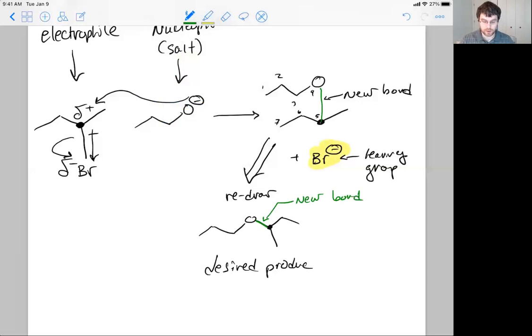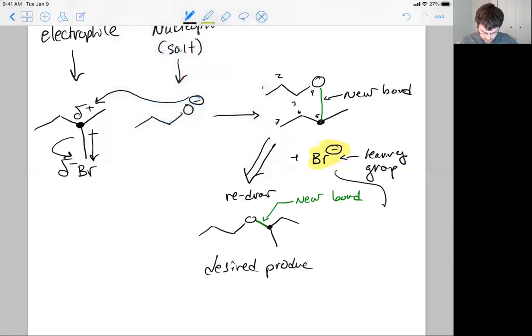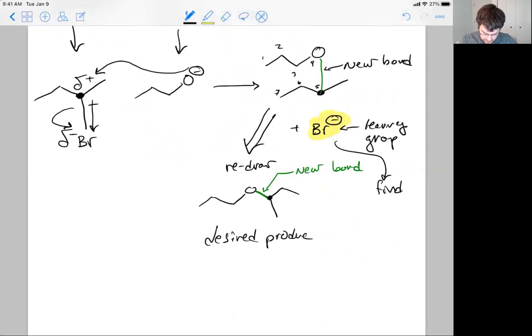Okay, what we've done here is predict the product for the reaction. And if we wanted to, we could have the bromine find the potassium, the K plus, to give KBr, but that's not something we have to worry about too much. It's the desired product that matters here.